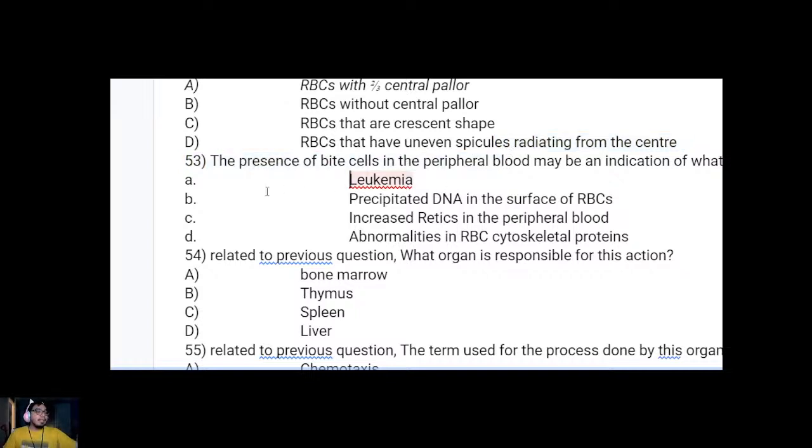Anyways, let's continue. The presence of bite cells in the peripheral blood may be an indication of precipitated RBC in the surface. Kasi nga 'di ba Howell-Jolly bodies, they're considered precipitated DNA and they get culled by the spleen. So I think a lot of people were able to answer that one correctly. Nope. Not many people answered that one correctly also.